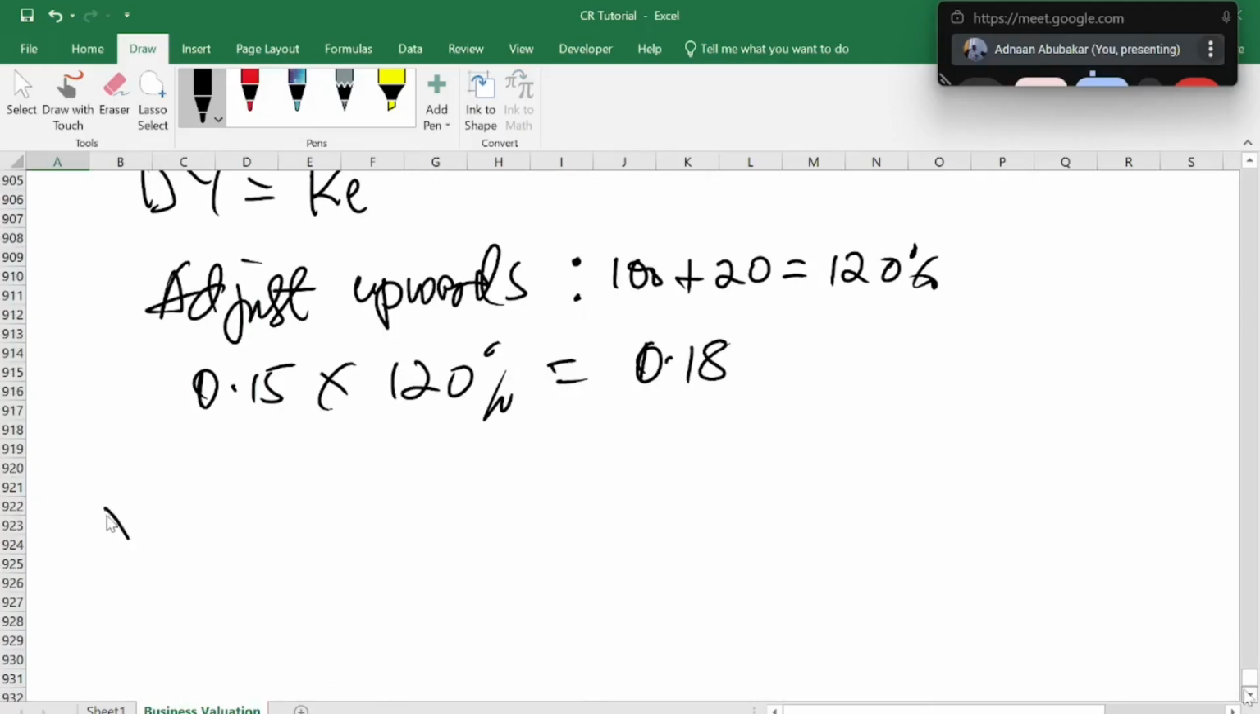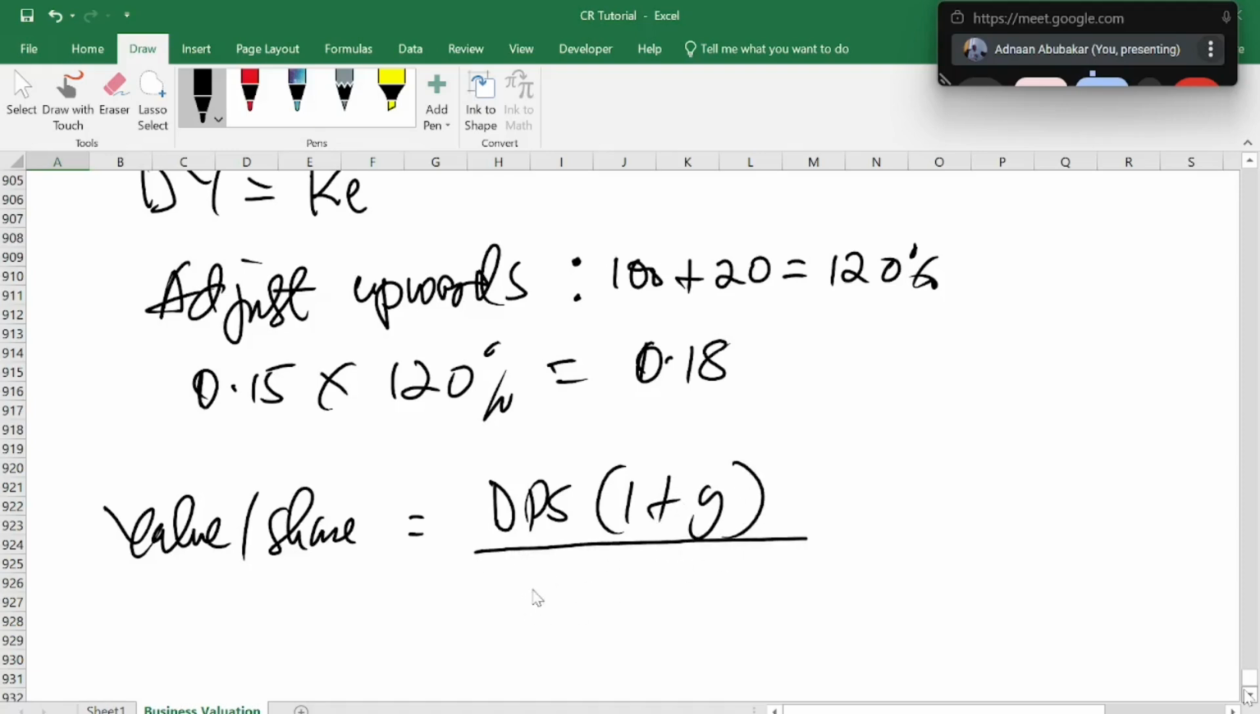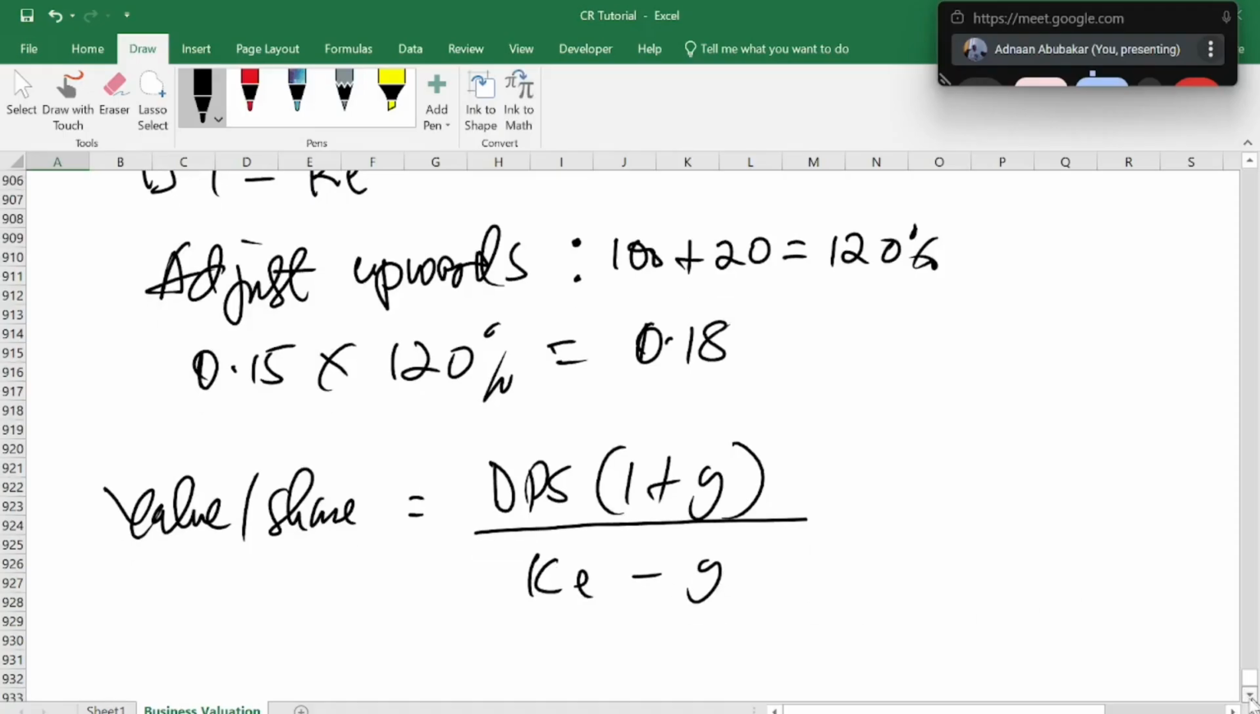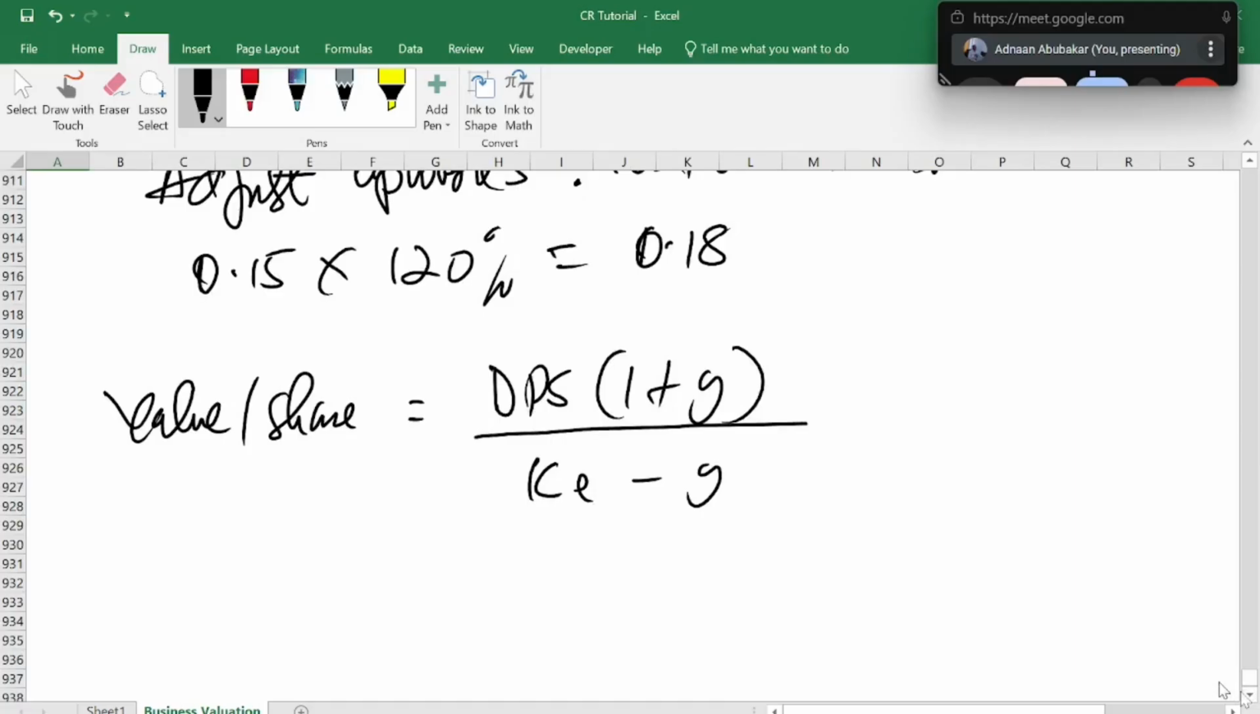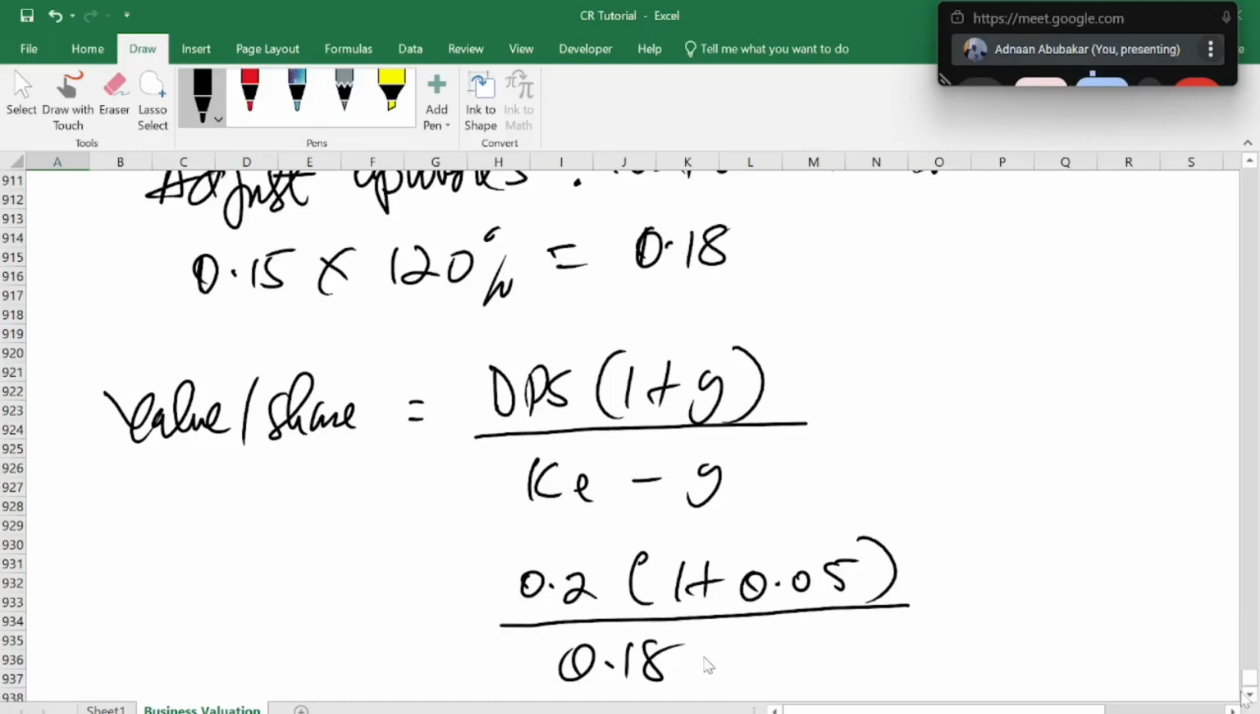So here, the value per share will be the dividend per share times 1 plus G, all divided by KE minus growth. How much is the dividend per share of the unlisted, please? 0.2. So 0.2 into bracket 1 plus growth. Growth is 5%, which is 0.05, all divided by KE, the KE we just found, which is 0.18, minus growth of 0.05.